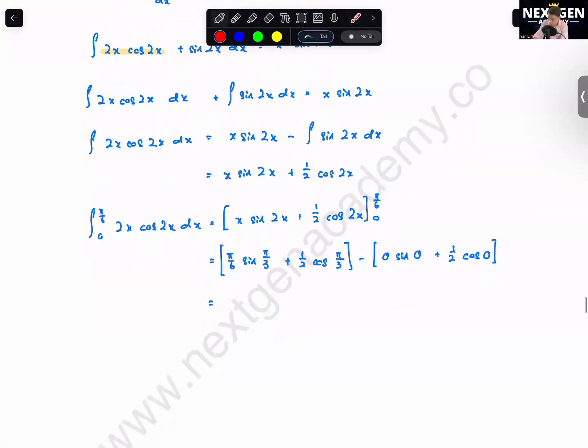So pi over 6 times sine pi over 3, which is root 3 over 2, plus 1 over 2 cos pi over 3, which is 1 over 2, then minus 1 over 2. So you get pi root 3 over 12 plus 1 over 4 minus 1 over 2.